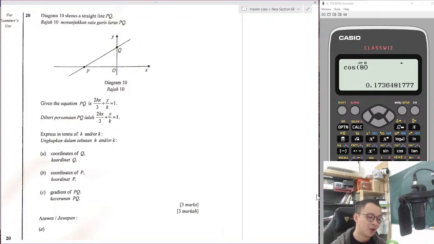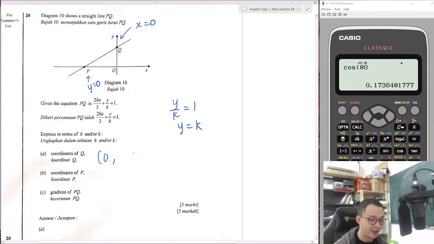Coordinate Q, which is the y-intercept. I say y-intercept, x equals to 0. X-intercept, y equals to 0. Just memorize it. Okay, so I make x equals to 0 first. So x is 0. My y will be, y over k equals to 1. y equals to k. So it will be (0, k).